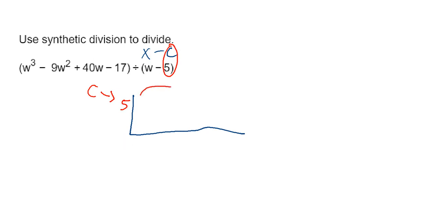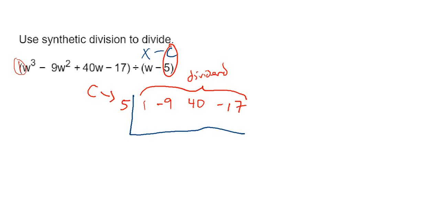And then across the top, inside the box, you're going to write your dividend, but just the coefficients. No variables are allowed here. Just the coefficients, just the numbers in front of the variable parts from highest to lowest power. So we'll start with w to the third power. The coefficient here is a 1, so I'll put a 1 here. Then w squared, the coefficient's negative 9. W, the coefficient's 40. And then the constant term, the coefficient's negative 17. So this is from highest to lowest power.